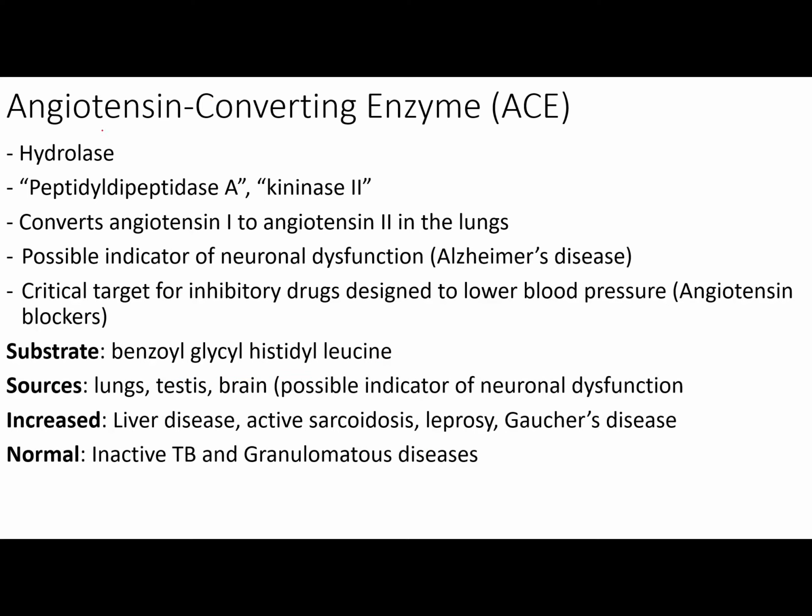Then we have your angiotensin converting enzyme or the ACE. So this is a member of the hydrolase classification, class, also known as your peptidyl dipeptidase A or the kinase 2. You're familiar with angiotensin 2, if you remember it in your AUBF. So it converts angiotensin 1 to angiotensin 2 in the lungs, the RAAS, if you remember it from your AUBF. Possible indicator for neuronal dysfunction.